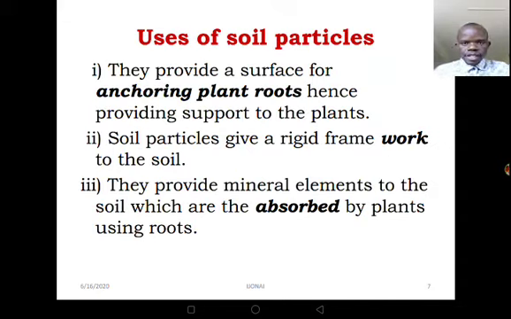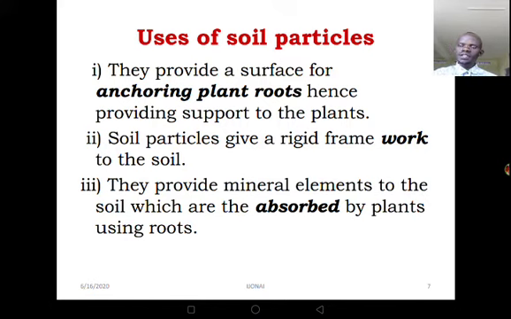Now we move to the next slide. What are some of the uses of these soil particles? Now, you will realize that when you look at the different soil particles, the clay, the silt, and the rest, we realize that they are very important to some of the organisms which live in and on soil. So the first use of the soil particles, they provide a surface for anchoring plant roots.